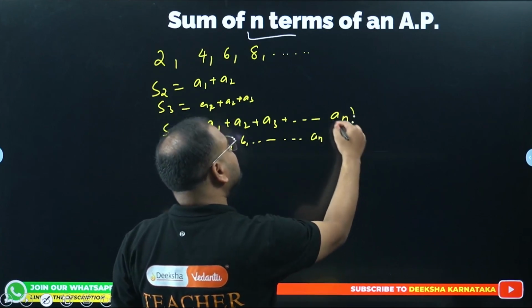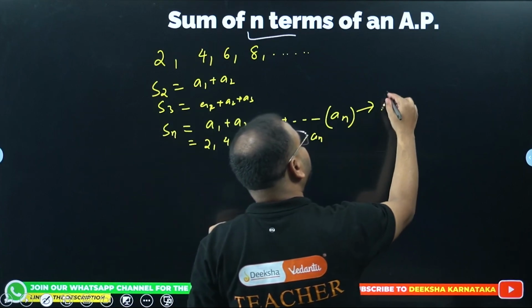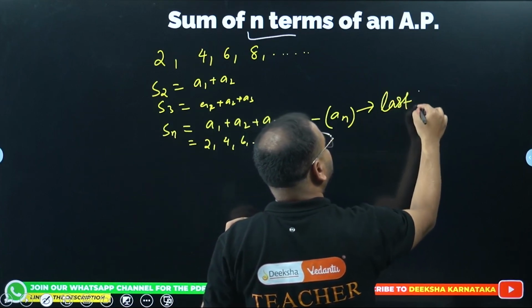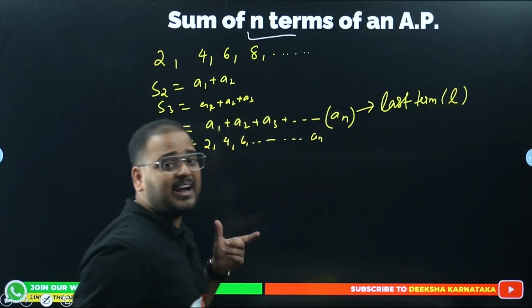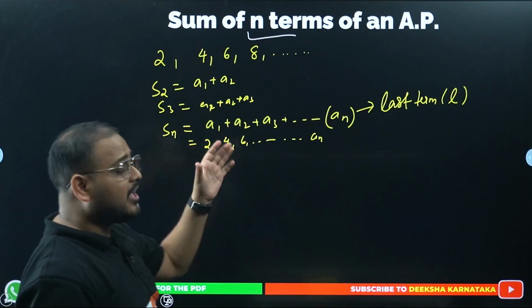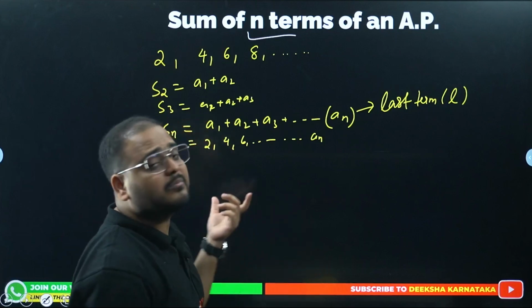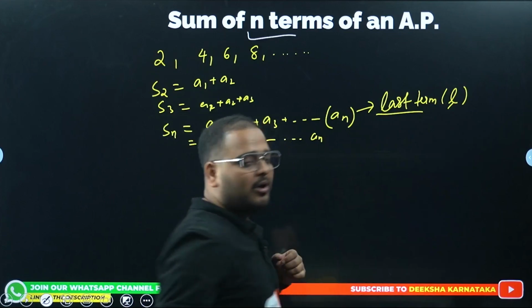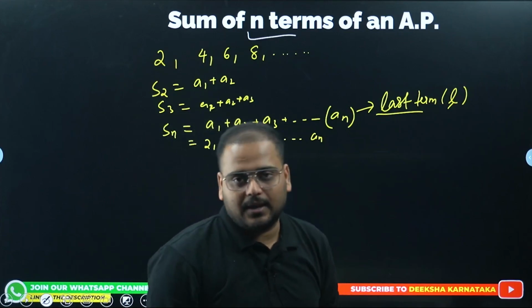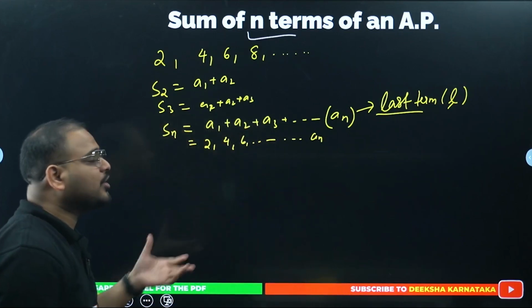So whenever the last term is known, which is nothing but a finite AP. What is finite AP? When the length of an AP is fixed, when the number of terms of an AP is fixed. So last term is denoted by the symbol L. Why are we saying this? Because we're going to use it in the formula.